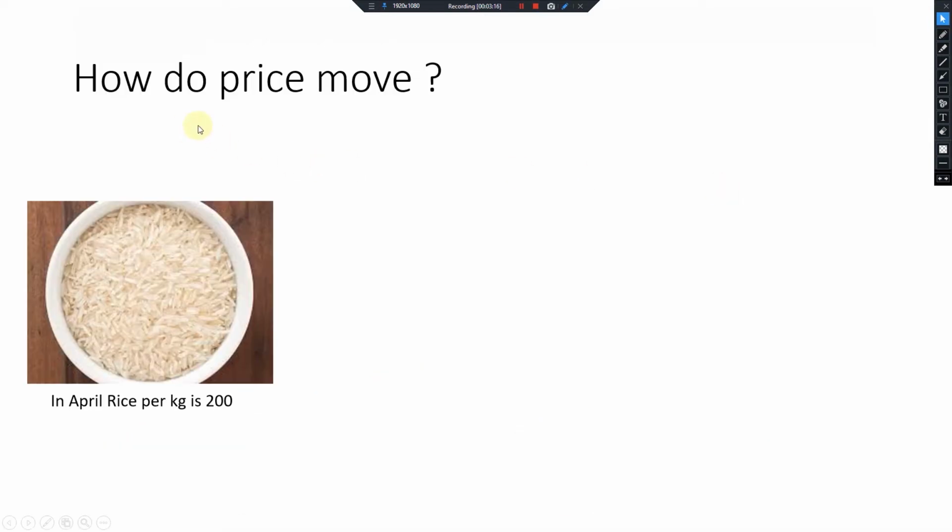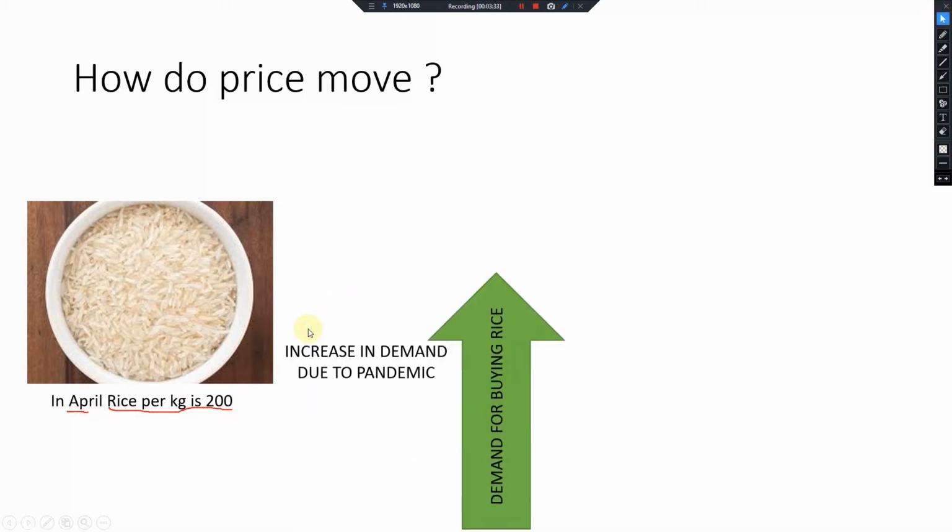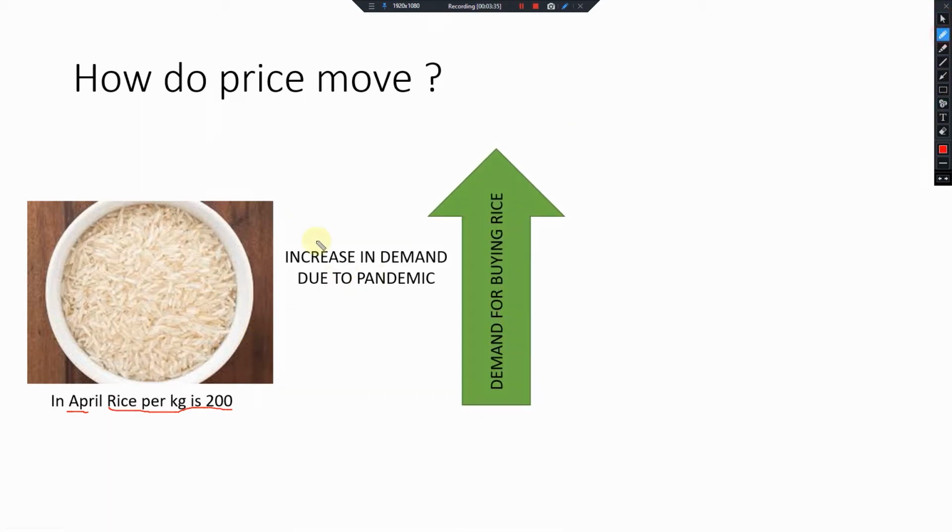So how do price move? Let's consider in the month of April, the price of a rice per kg is 200. Consider April 2020, during the pandemic time, during the corona time. So during the pandemic time, there was huge increase in demand for rice. Many people bought rice and kept the stocks in the home because of lockdown, right? So there was increase in the demand of rice, so demand for buying rice.